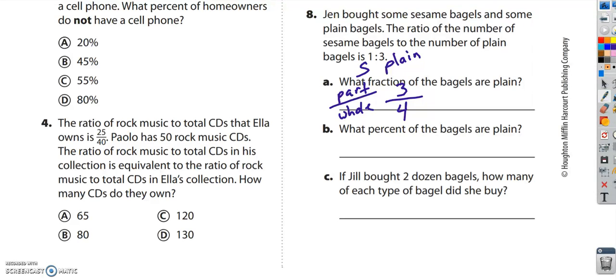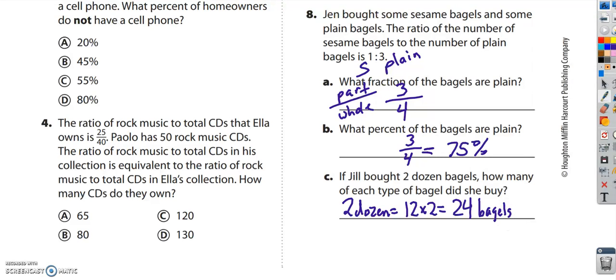Question B says, what percent of the bagels are plain? Well, if the fraction is 3/4, we can simply use our benchmarks. 3/4 is equal to 75%. 75% of the bagels are plain. Last question says, if Jill bought 2 dozen bagels, how many of each type of bagel did she buy? So one easy way to do this would be to say, well, 2 dozen is equal to 12 times 2, which is 24. So she bought 24 bagels.